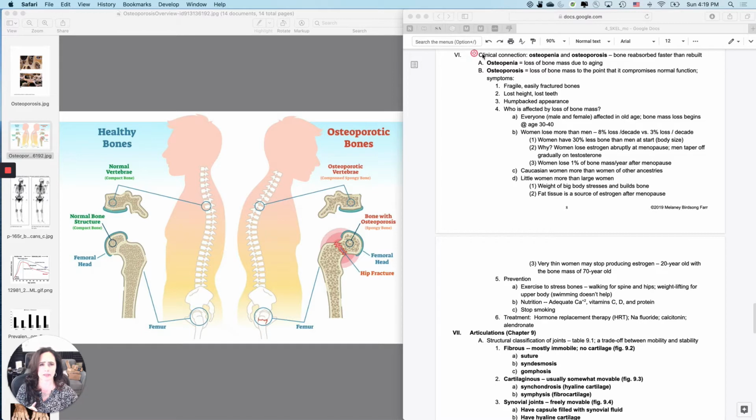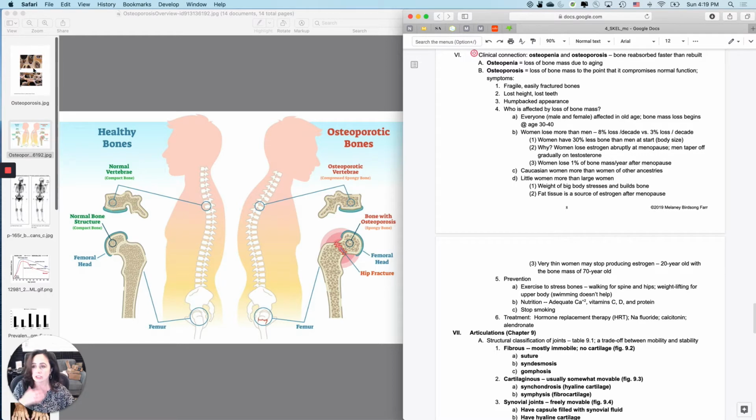By the way, this clinical connection is in lots of your sets of notes. It's just me trying to make a connection to things that you will run into being a human, and also possibly introducing it to you even before you get to nursing school. And yes, if they're in the notes, they're likely to be on the test. Not every single clinical connection will be on the test, but they always could be.